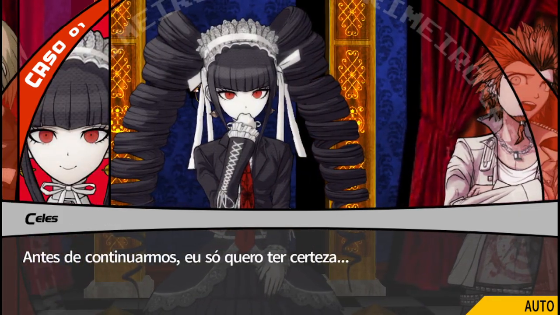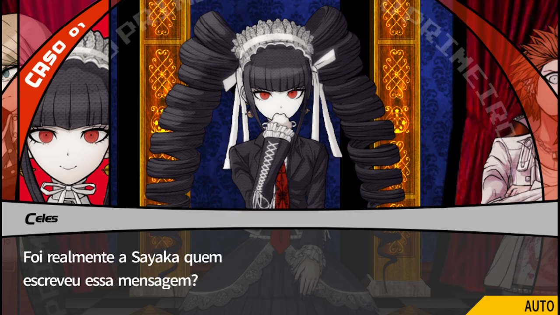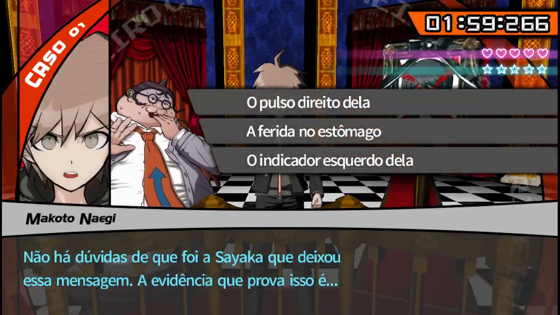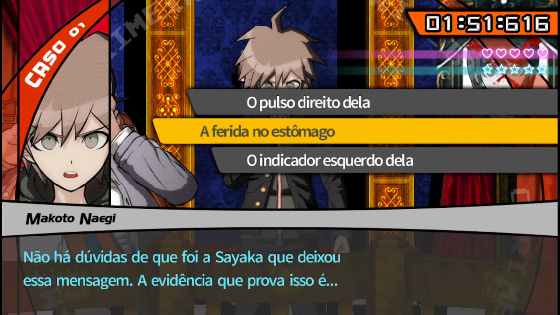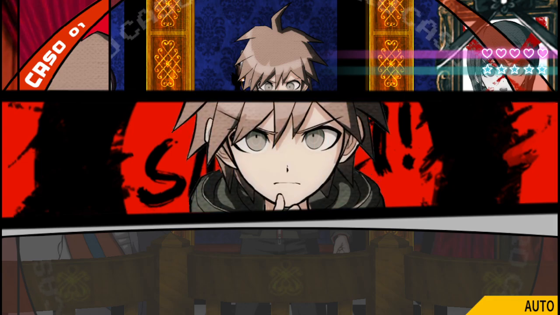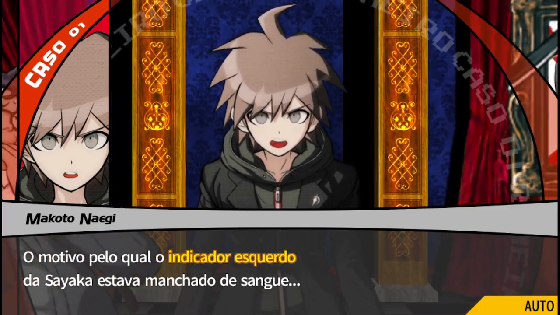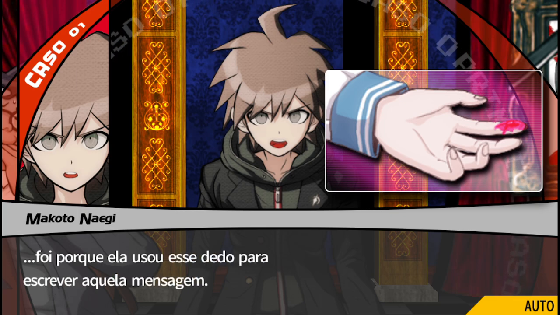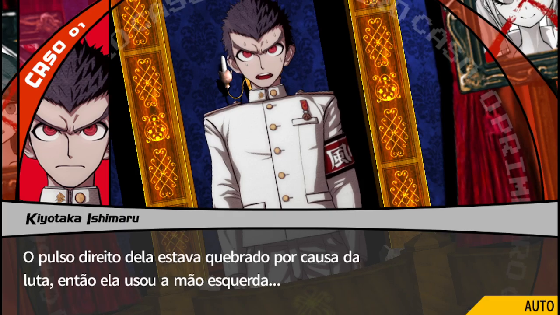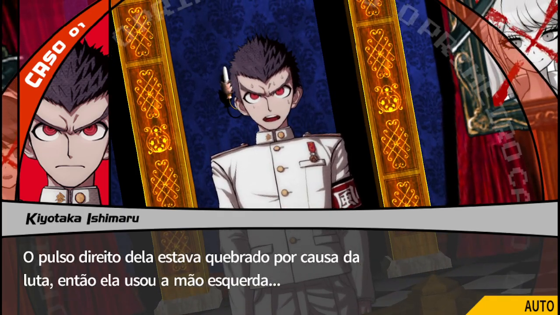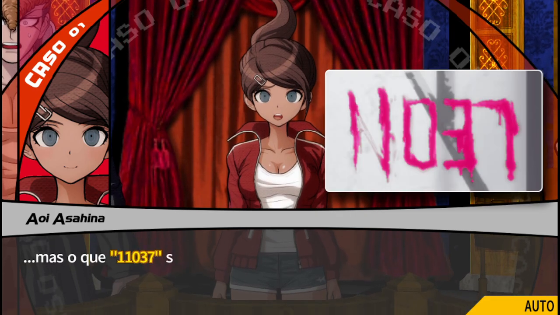Well, before we get too far into that, I need to ask, can we really be sure that Sayaka is the one who wrote it? I got it! Her left index finger had blood on it. That could only be because she used that finger to write the message. I see. She broke her right wrist during the fight, so she'd have to use her left hand to write. Sure, I think we can all agree Sayaka wrote it. But still, what the heck do those numbers mean?